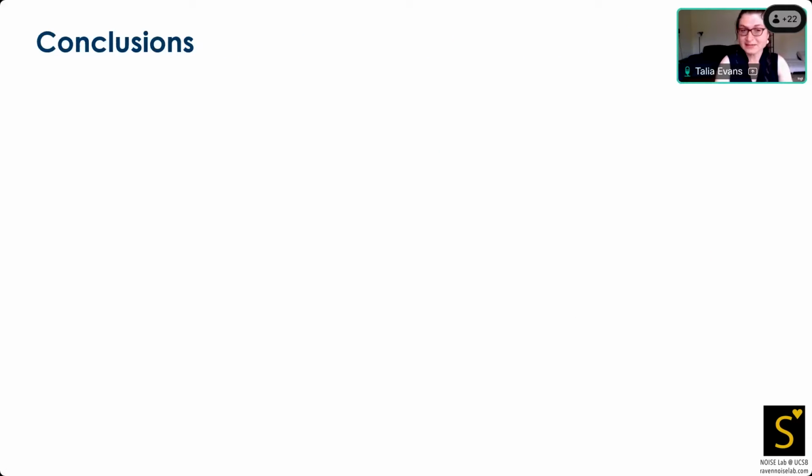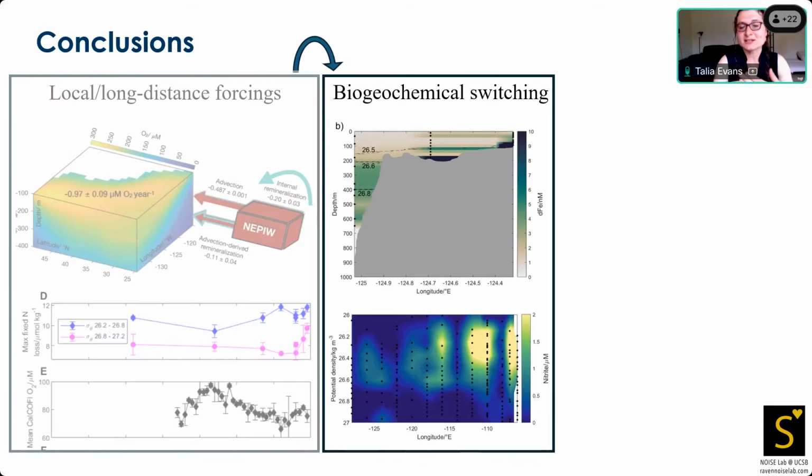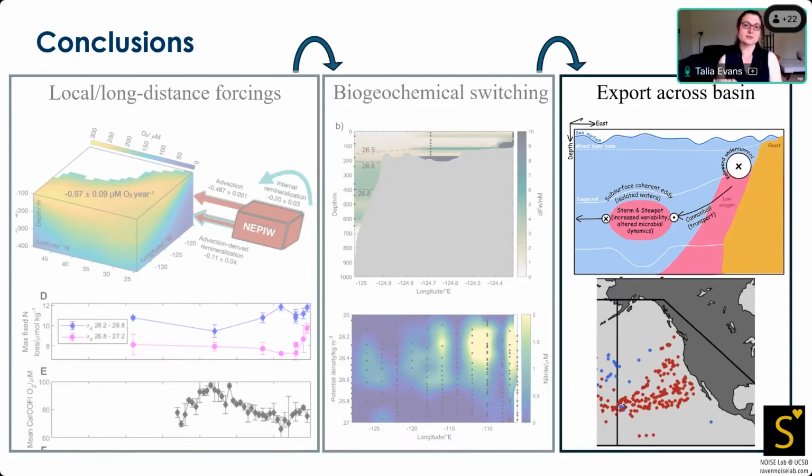So with that, I think I'm pretty close to time. The conclusion is that we have these local or longitudinal forcings with regards to the 13 degrees Celsius water depth and its impact across this basin, which then change the biogeochemistry of the near shelf or shelf waters with regards to iron supply or nitrogen cycling. And then those are exported across this basin and have a very significant impact on the oxygen budget, as well as the microbial dynamics and nutrient dynamics in the Pacific Basin.